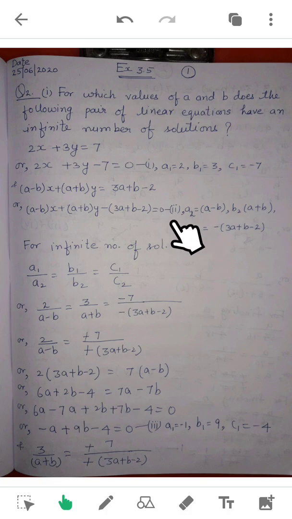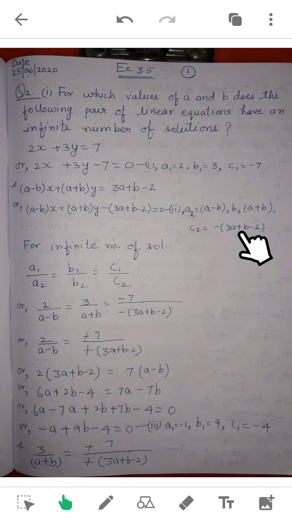Now according to the second equation, a2, the coefficient of x, is a minus b. Now b2, the coefficient of y, is a plus b. And the constant term in the second equation, you have to take it along with the sign, c2. It is minus before the bracket, 3a plus b minus 2. Now we have got the values of a1, b1, c1, a2, b2 and c2.